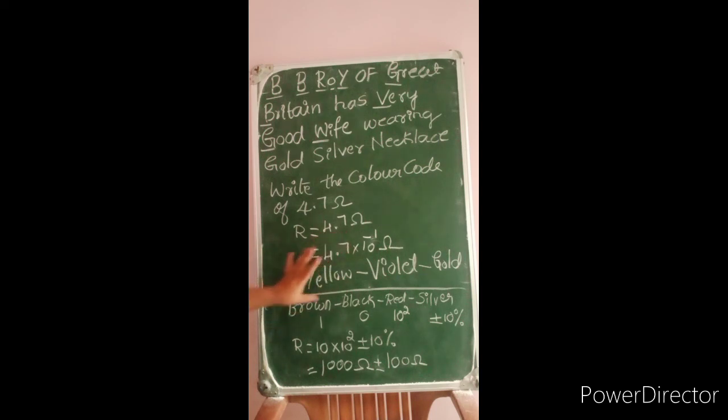Not necessary the numerical values will be same, but using the chart I have given, you should be able to write the first band value, second band value, the multiplier value, and the gold, silver or no color percentage. Using that we can write the resistance.